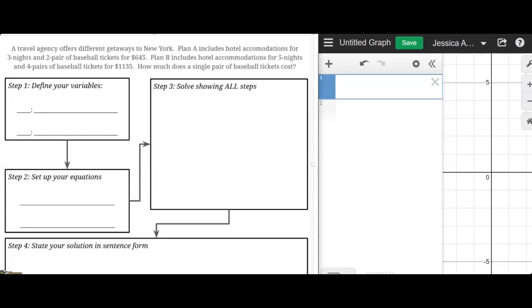Highlighting my important information, I have Plan A and I have Plan B. Those are my 2 equations. I'm looking for the cost of a single pair of baseball tickets. So the first thing I need to do is define my variables. Again, since I'm going to plug into Desmos, I need to use X and Y. So my X is going to be the cost per night.